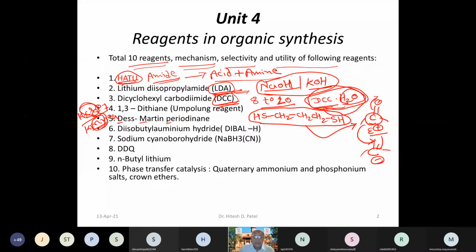Next one is DIBAL-H. Now DIBAL-H is used for the reduction of several compounds.